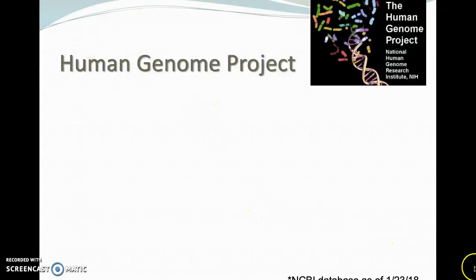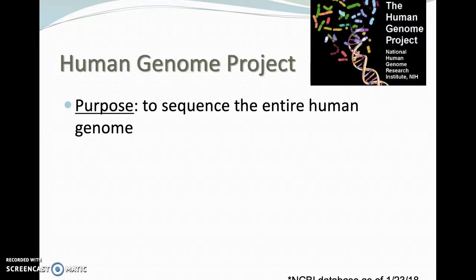In science, one of the huge projects that research institutions and universities have rallied together and worked on since 1990 is the Human Genome Project. This project began in 1990, and the purpose was to sequence the entire human genome. What that means is sequencing the actual order of nucleotides in every single chromosome that makes up, in this case, a human or any organism.